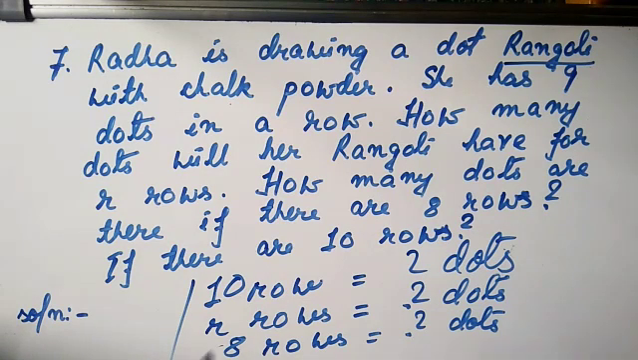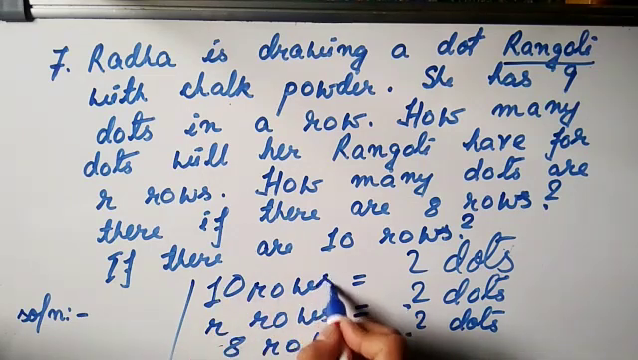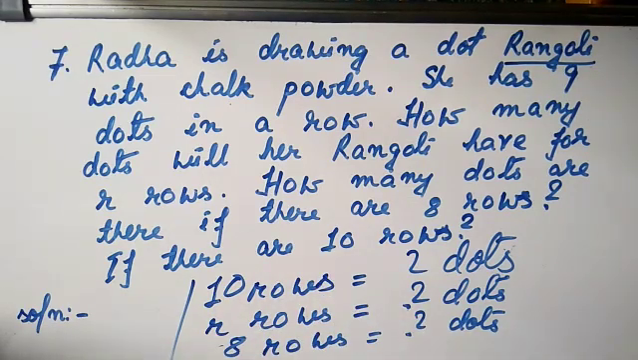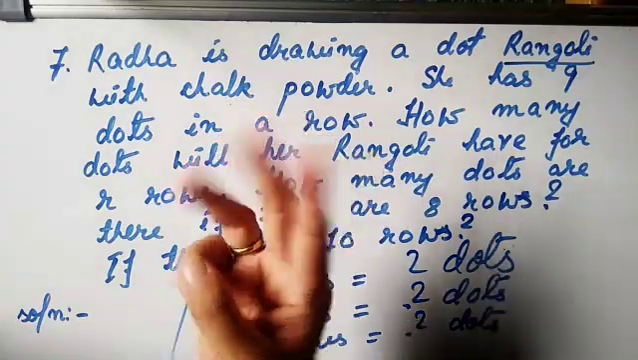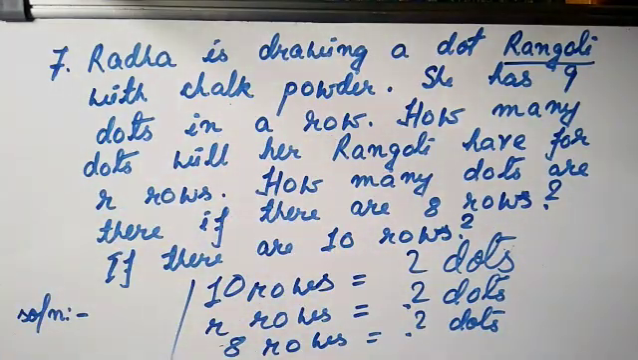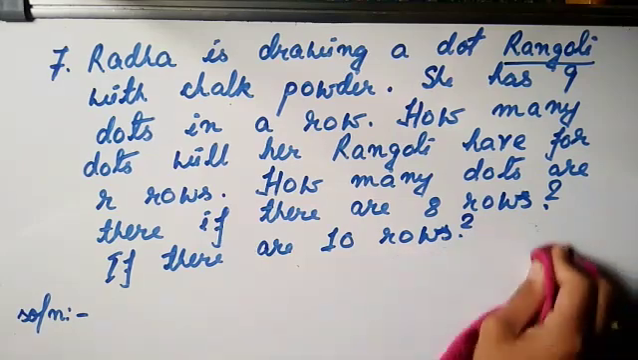First, we have to find the number of dots in r rows. Then we have to find the number of dots in how many rows? 8 rows. And lastly, we have to find the number of dots in how many rows? 10 rows. So that means in the question, they are asking us how many questions? 3 questions. So we will have how many solutions? 3 solutions. So before we solve the answer, let me tell you one thing.